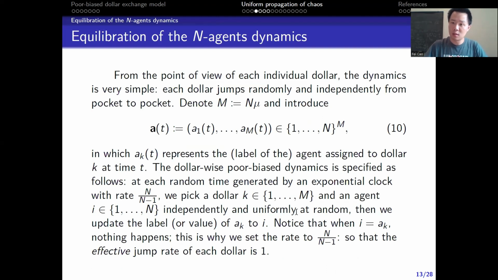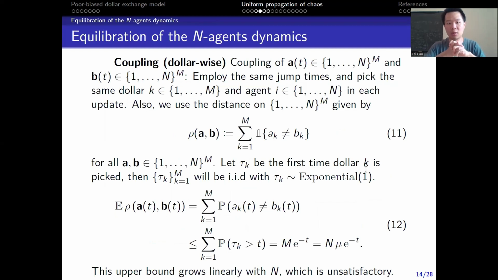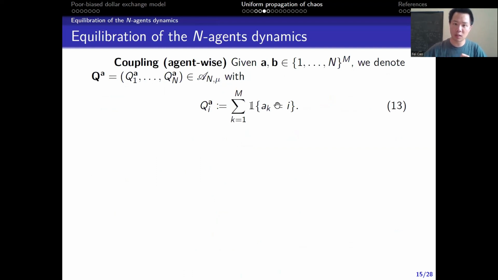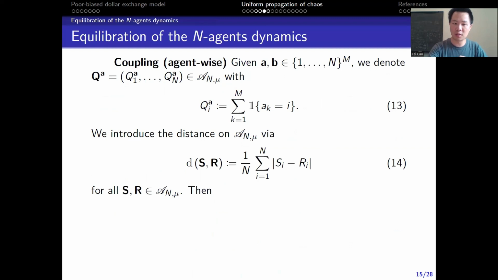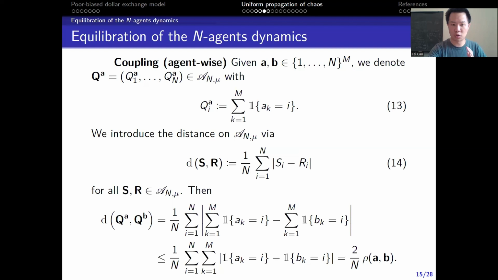As we said before, if you fix n and look at the motion of dollars, the dynamics is very simple. Each dollar is going to move equally likely each time. Each dollar is going to update its owner at rate 1, and you can basically couple them, coupling the dollar-wise dynamics. You employ the same jump time and pick the same dollar and same agent, and you use this distance, but this coupling won't give you a good result because the bound is going to grow with n. But if you couple agent-wise, basically you count the fraction of agents with i dollars, and you use this distance, then we have a good control on the coupling distance.